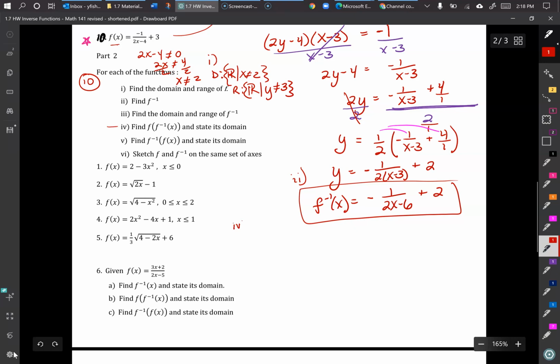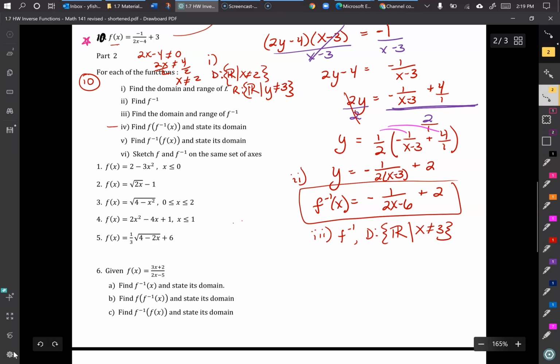whoops, I skipped 3. 3 would be the domain and range of my inverse. F inverse domain would be all real numbers such that x is not equal to 3. So I can just catch that right here.